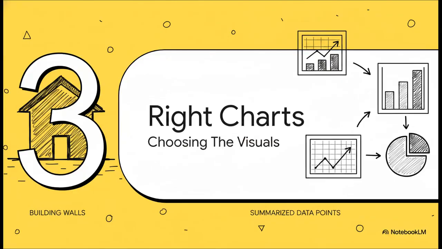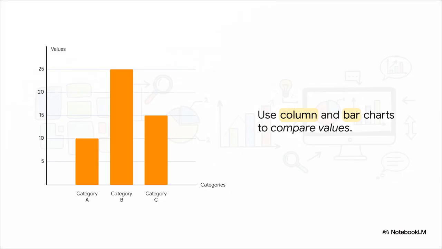Next up, section 3, choosing the right charts. All right, we've got our clean, summarized data. Now we transition to building the walls and windows of our house by picking the right visuals. Let's start with the classics. Column and bar charts are fundamentally essential for comparing values across categories. The rule of thumb here is super simple.